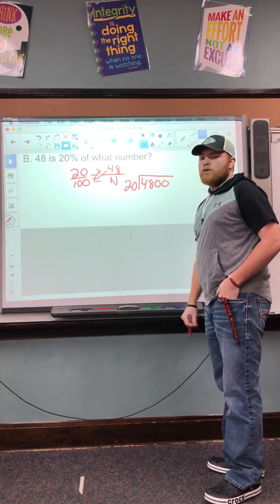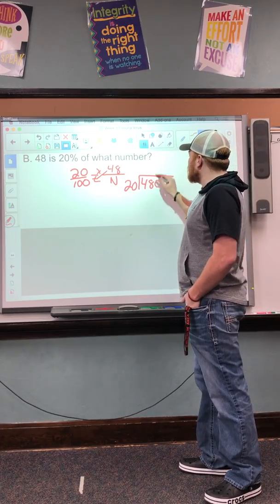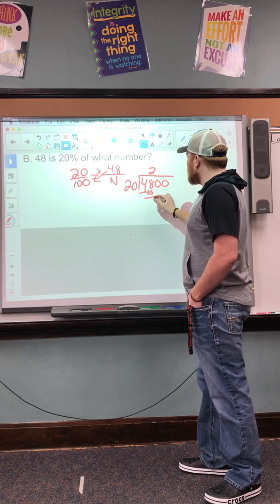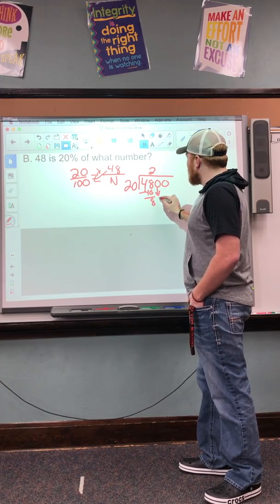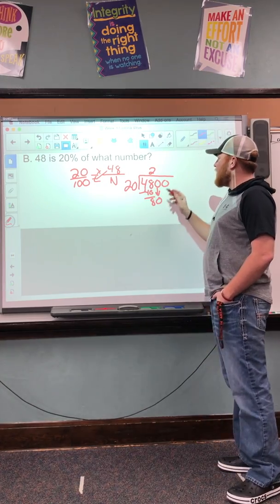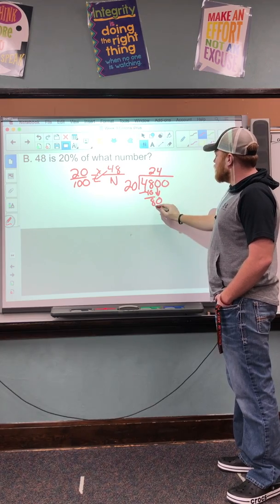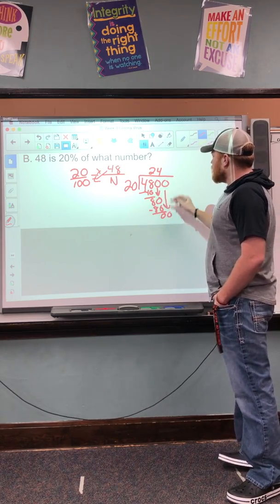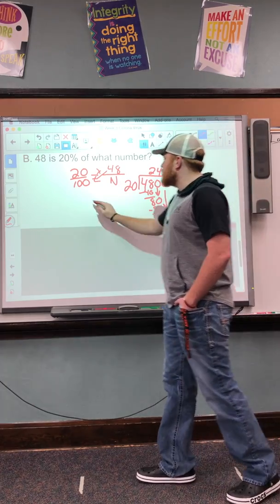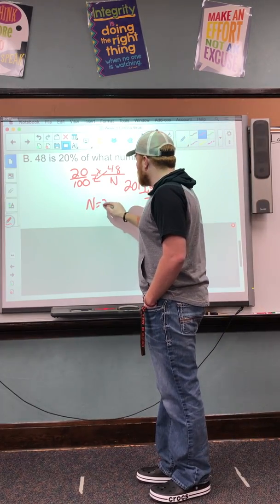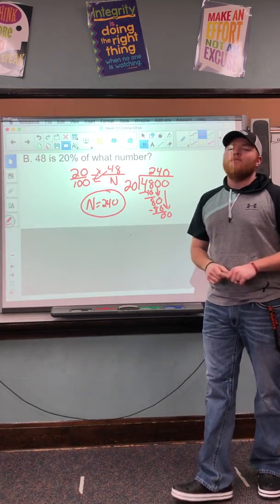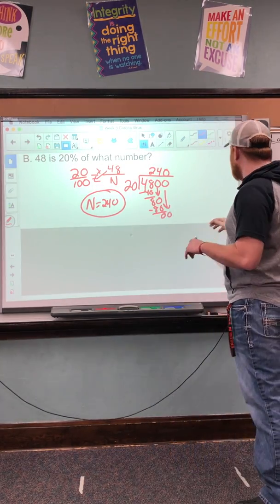Okay, now we're long division. 20 goes into 48 twice. 20 times 2 is 40. Subtract, you get 8. Bring down the 0. 20 goes into 80 4 times. Goes into it evenly. Bring down the last 0. 20 goes into 0, 0 times. So our answer would be n equals 240. And before I wasn't putting the variable. You don't have to put the variable. I'm not asking for that, but you can if you want to.